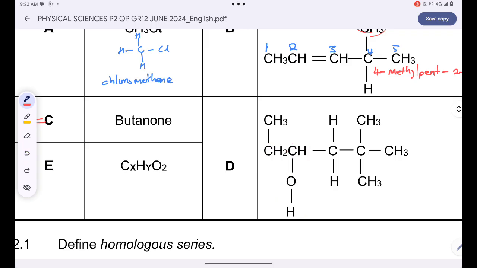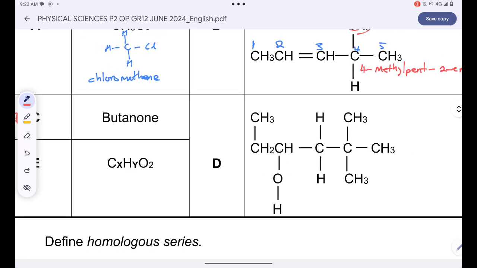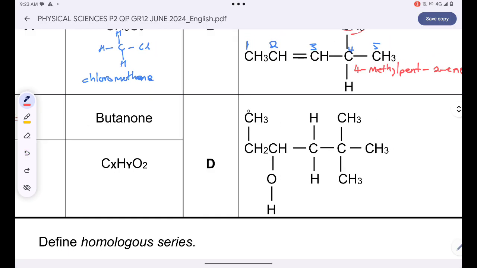So let's name this type of alcohol. We must start numbering from the terminal which is closer to the functional group. This is our functional group, right? So we'll start numbering over here. This will be carbon number 1. Please, guys, do not think this is a side chain. You can never have a side chain at the terminal carbon. So this will just be carbon number 1, carbon number 2, 3, 4, 5, and 6.